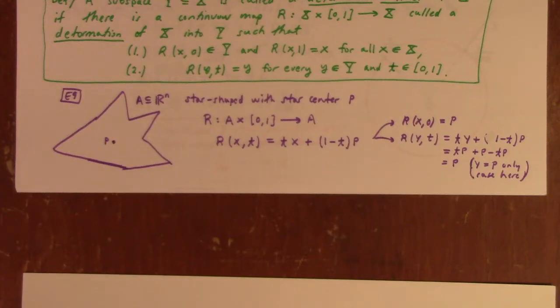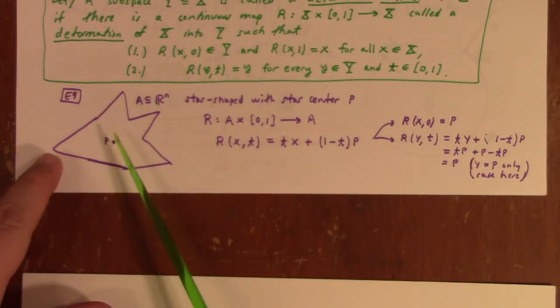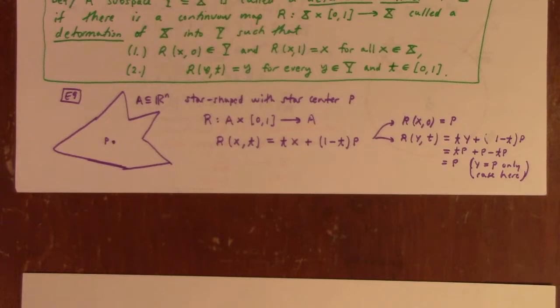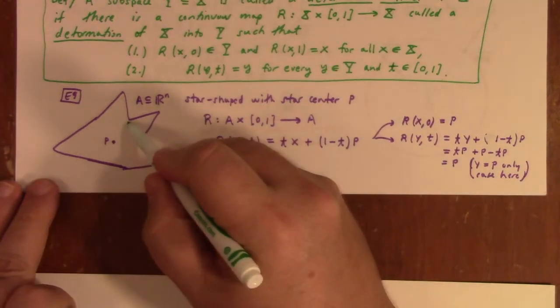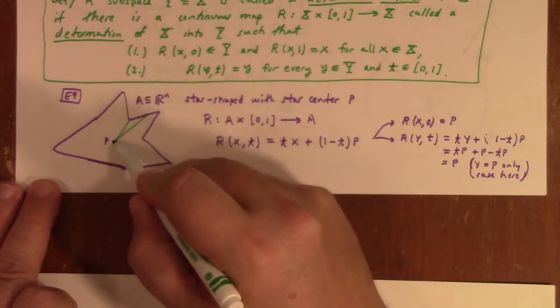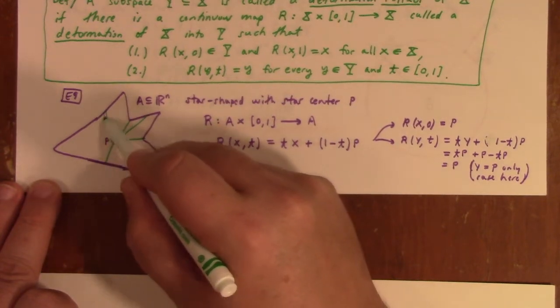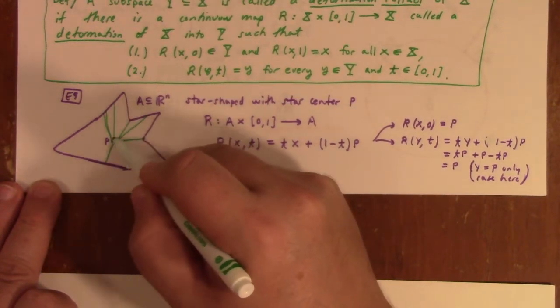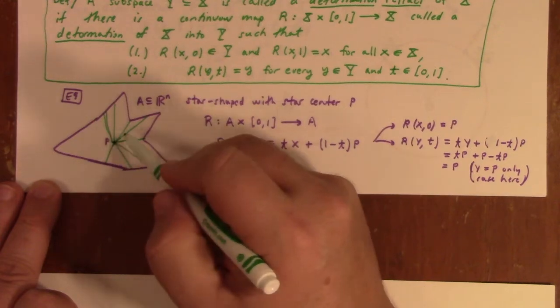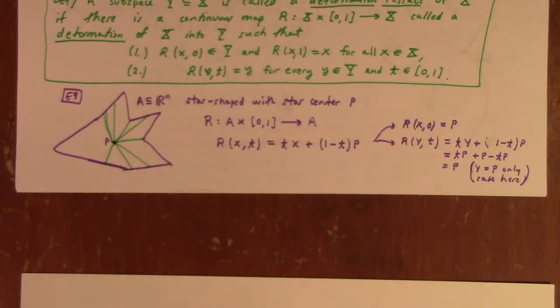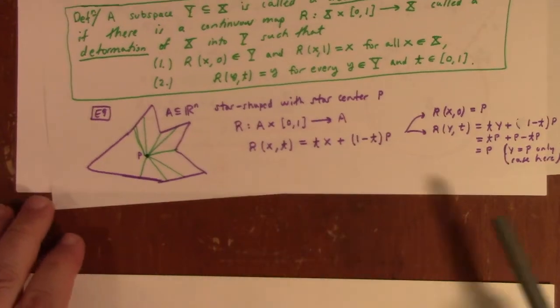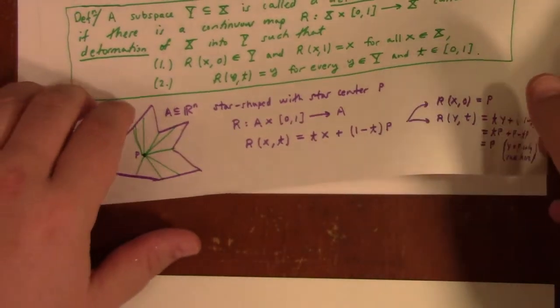And you can draw some pictures here. It's something like just drawing everything back into the star center, right? I mean, oh man, these are supposed to be lines. I tried. But you could look at those lines and figure out how those lines relate to this formula.